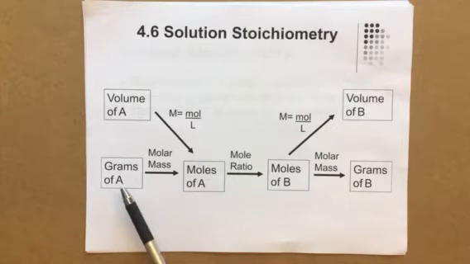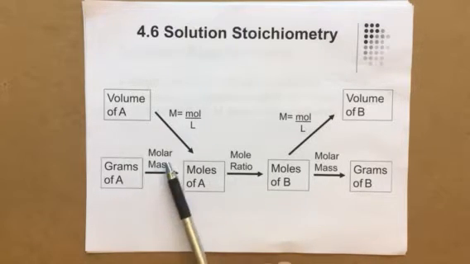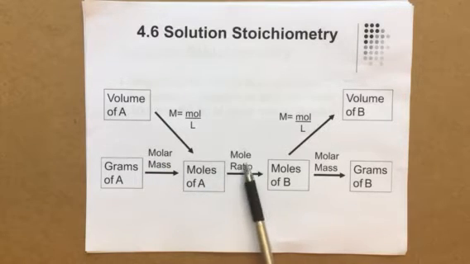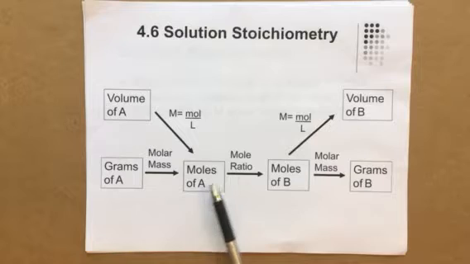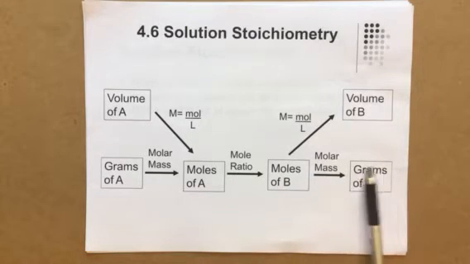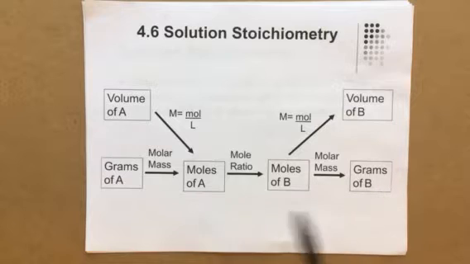So our general stoichiometry problems, we started with grams of something. We used molar mass to go from grams to moles. And then we used the mole ratio in the balanced equation to go from moles of one thing to moles of another. And then we used molar mass to go back into grams at the end.